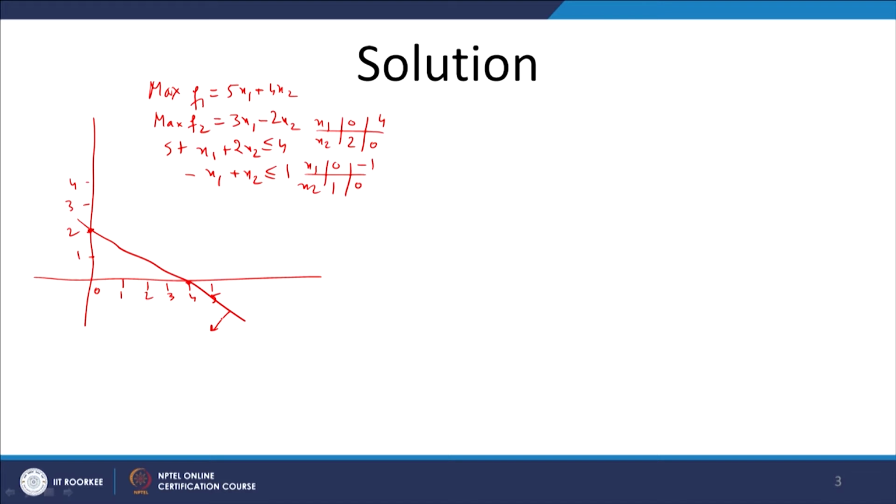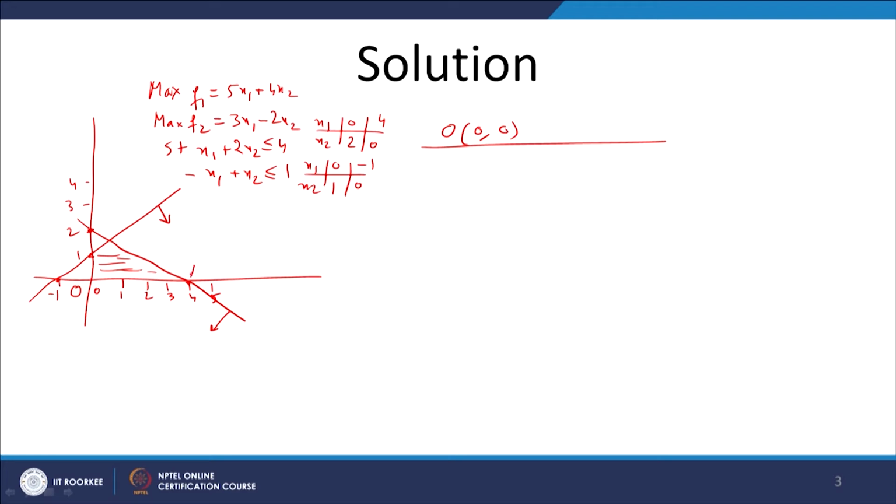Similarly, the second constraint should pass through 0, 1, that is this point, and minus 1, 0, this point. Therefore, we need to draw a straight line which passes through these 2 points, and as per the less than or equal to sign, the feasible region is below the line. So, this is our feasible region. It is indicated by O. So, let us write down the feasible region points: 0, 0, this is the point O.